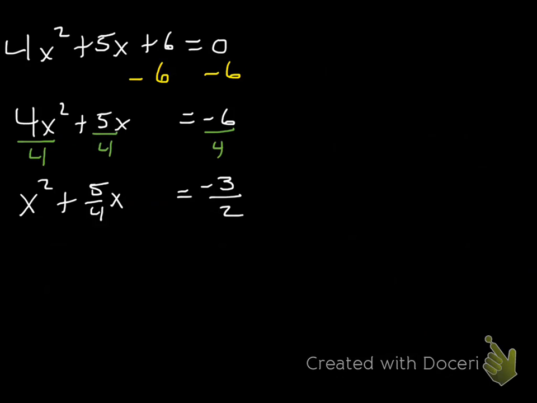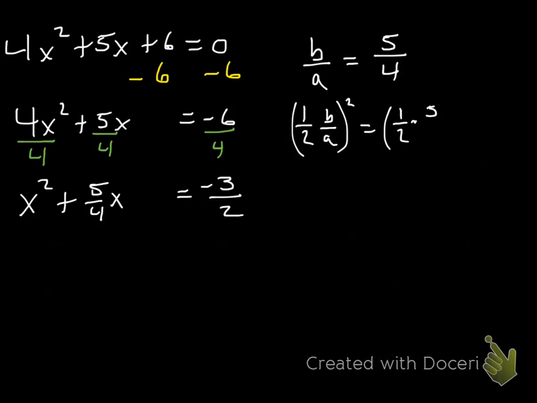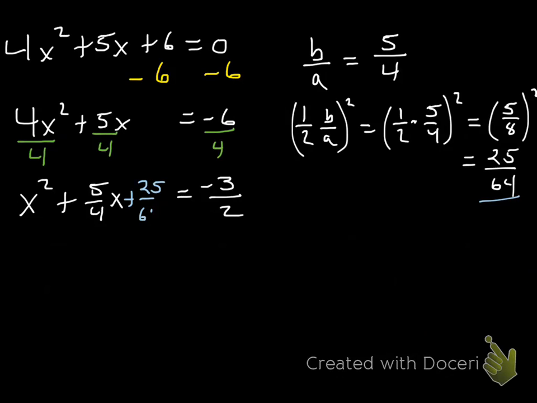The linear term b over a is going to be the 5/4. And then our procedure says, okay, we're going to go ahead and multiply it by 1/2. And then square it. Okay, so when we multiply half times 5/4, that's 1 times 5, which is 5, over 2 times 4, which is 8. So we get 5/8 quantity squared. 5 squared is 25, 8 squared is 64, and that's what we're going to add to both sides of our equation.